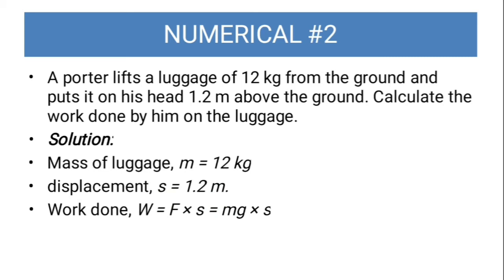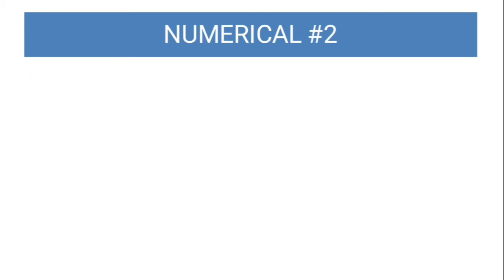Force is nothing but mass times acceleration. So mass is given, right, 12 kg, and acceleration is due to gravity, which is around 10 meters per second square. So here we take 10 meters per second square in place of acceleration due to gravity, and mass is given, 12 kg. So multiply them with the displacement or the distance.